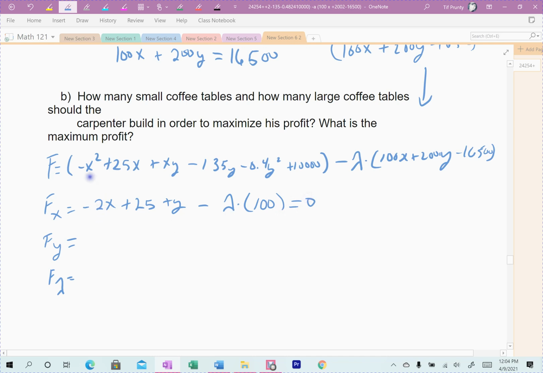Now the derivative with respect to y, so again I take the derivative of the profit with respect to y, that's 0, 0, zeros. I get negative 135 minus 0.8y. Oh, I forgot my xy. That's the derivative of that one. Derivative of xy, right? So I get x minus 135 minus 0.8y minus lambda times 200, right? Because it's 200y. Set it equal to 0. And then remember, the lambda is negative 1 times the constraint part.